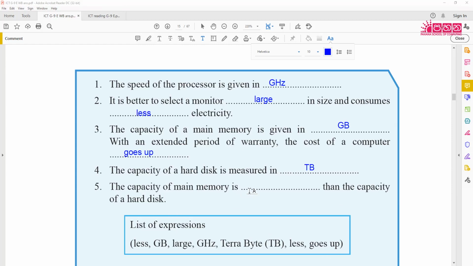The capacity of main memory is less than the capacity of hard disk. So main memories we already discussed in gigabytes, right? So it should be less than, right? So it should be less than.